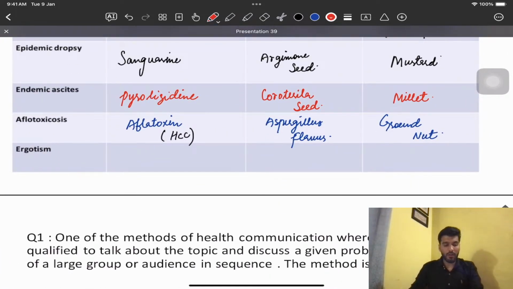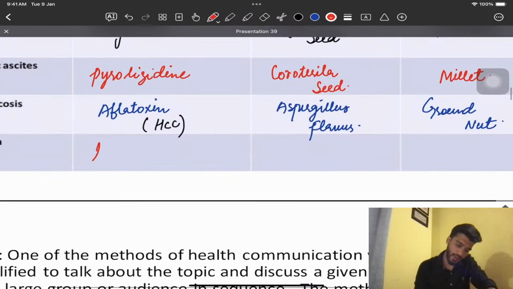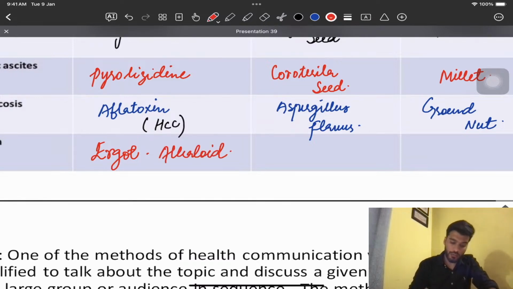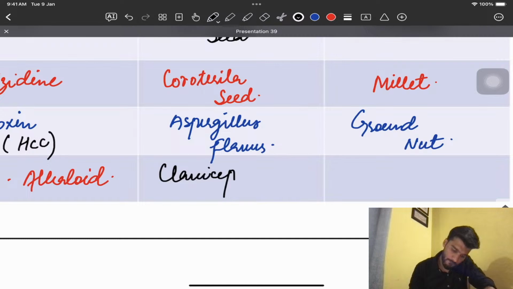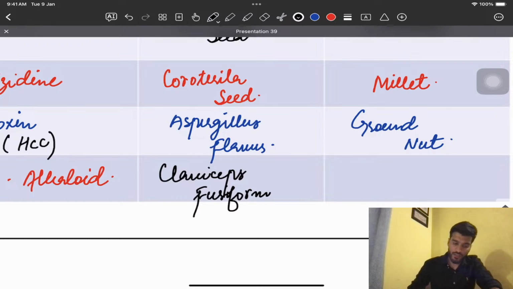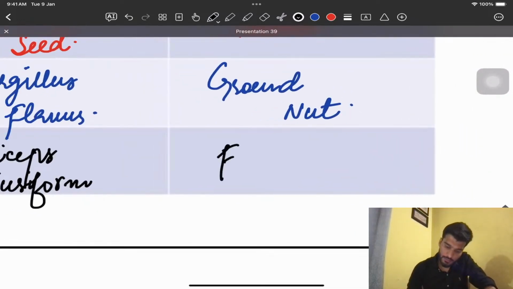If I talk about ergotism, my dear students, the toxin is ergot alkaloid. Okay, the agent is Claviceps fusiformis, and the food stuff is flowering plants.